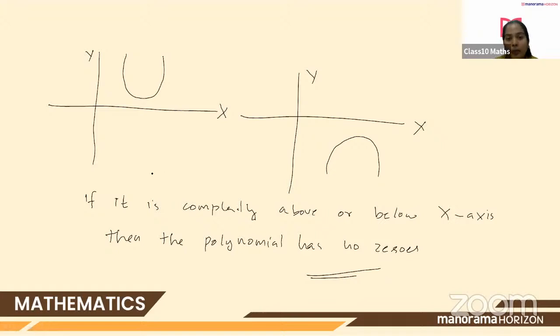So moving to the next, there are two exceptional cases. If the parabola is completely above or below the x-axis and doesn't touch the x-axis, then the polynomial has no zeros.